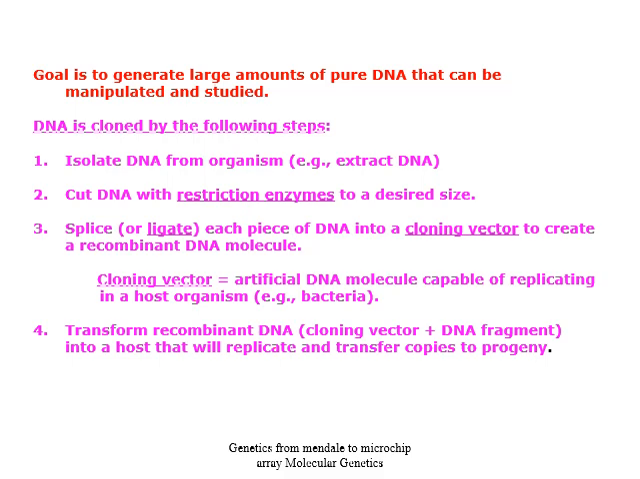DNA is cloned by the following steps. Isolate DNA from the organism, extract the DNA, cut the DNA with a restriction enzyme to a desired size, and splice or ligate each copy of DNA into a cloning vector to create a recombinant DNA molecule. What is a cloning vector? A cloning vector is an artificial DNA molecule capable of replicating in a host organism, for example bacteria. Transform the recombinant DNA, cloning vector plus DNA fragment, into a host that will replicate and transfer copies.